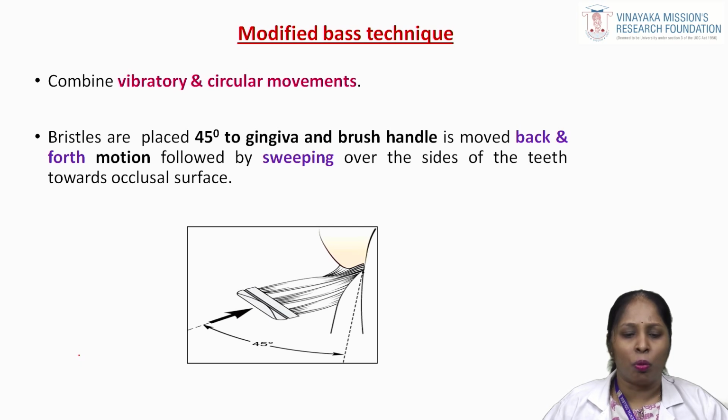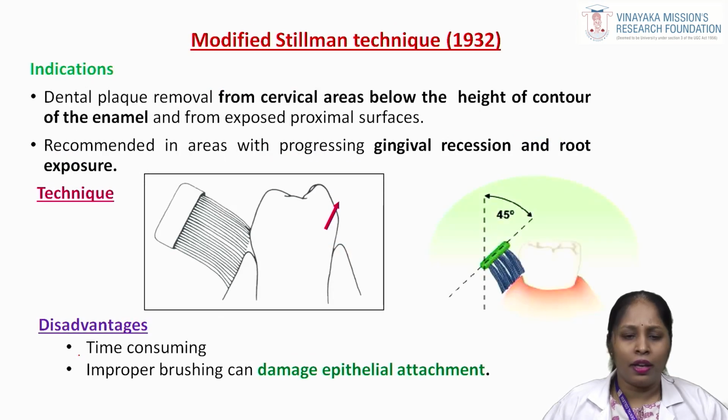This combines both vibratory and circular movements. The bristles are placed at 45 degrees to the gingiva and the brush handle is moved in a back and forth motion, followed by sweeping over the sides of the teeth towards the occlusal surfaces. Moving on to the next, the modified Stillman's technique.